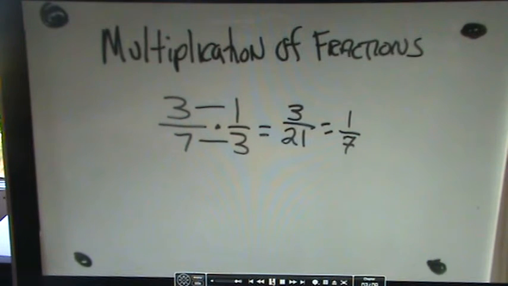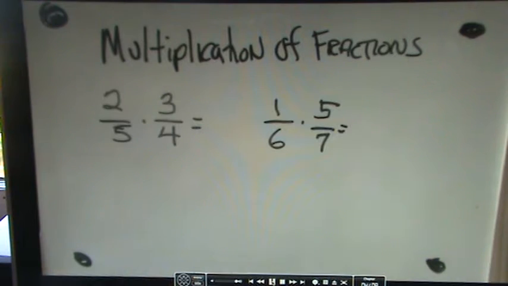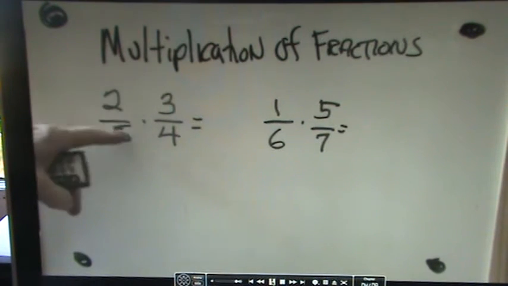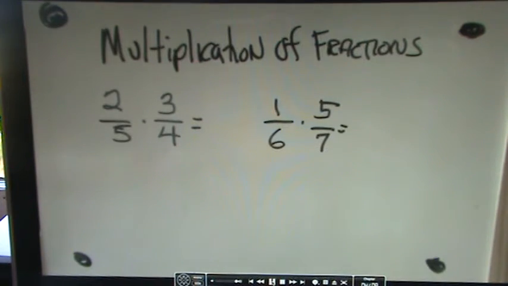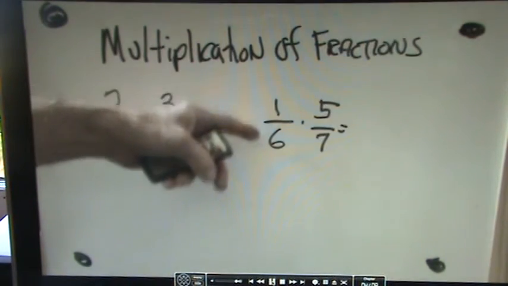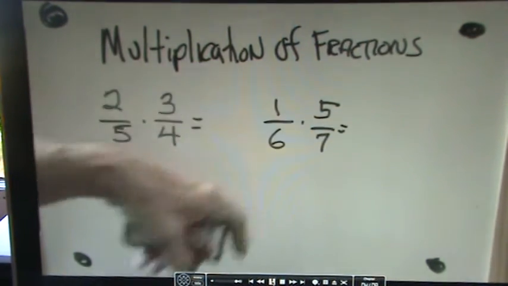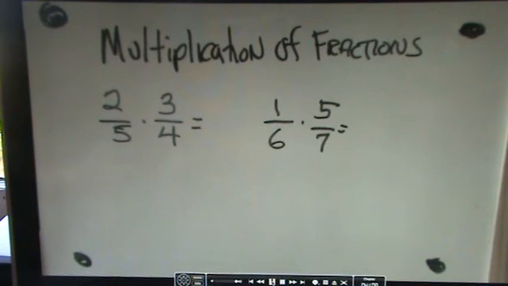I'm going to put a couple of problems up and let you work them, and then we'll go over them. Okay, here are 2 problems for you. 2/5 times 3/4, that's the first one, and 1/6 times 5/7 is the second. So put the DVD on pause, and in your notebook work those problems, and then turn the DVD back on and we'll go over them and see how you did.